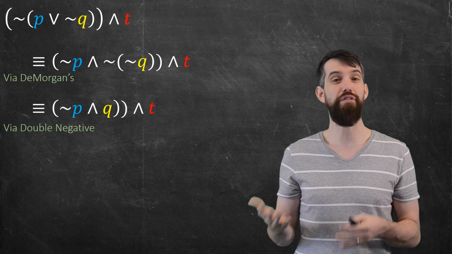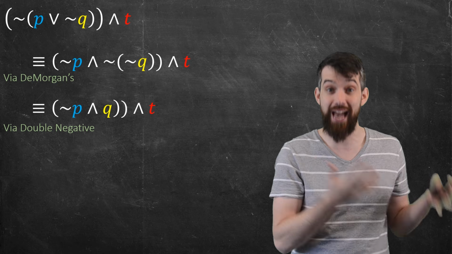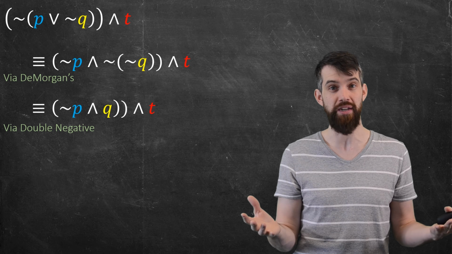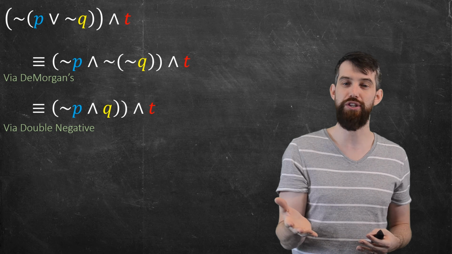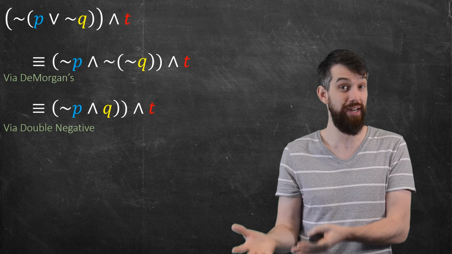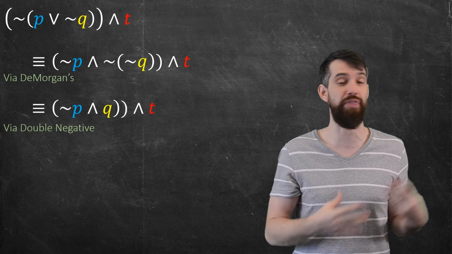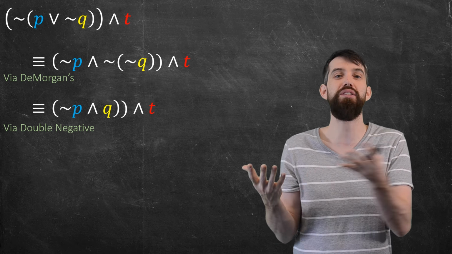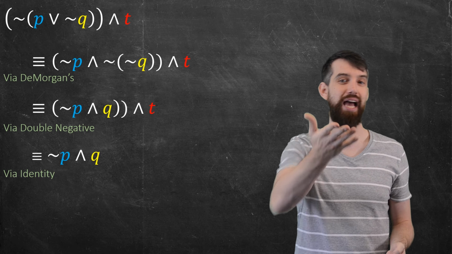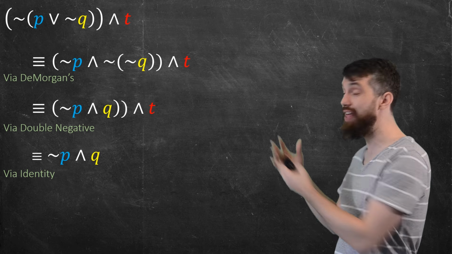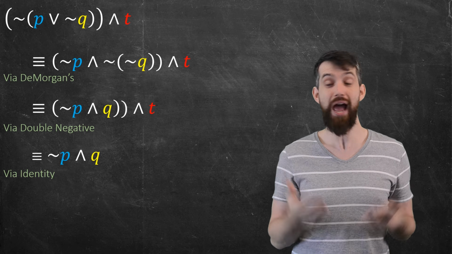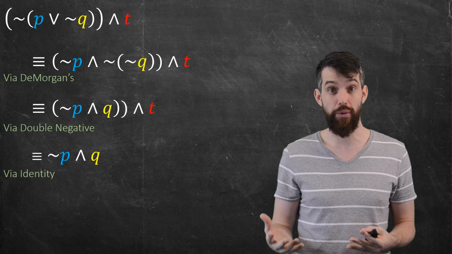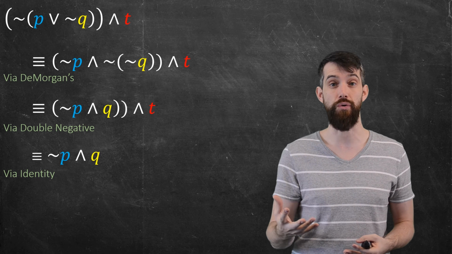Well, one of the rules we had before, an identity rule, is if you have any statement, and you and it with a tautology, that is exactly true when and exactly false when the original statement is. The and a tautology part doesn't do anything. So by this identity law, we can just get rid of the and a tautology thing. And so now we've cleaned it up when we say this is logically equivalent to not P and Q.